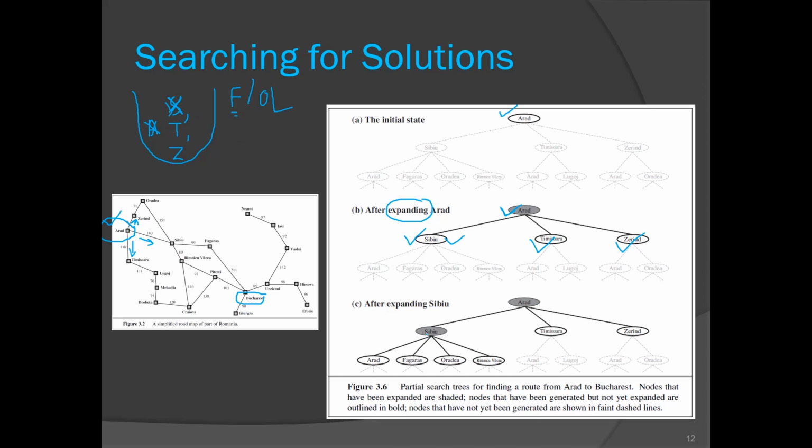Now the children of Sibiu are, again from Sibiu we can go to Arad, then Oradea, then Fagaras and this Rimnicu something. So let us call that city RV. So we will add these 4 children of Sibiu to our frontier. So Arad, then Fagaras, then Oradea and RV. Now at this moment these 6 nodes are ready for getting expanded, and if you observe, they are the leaf nodes.